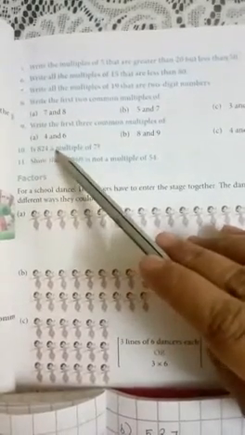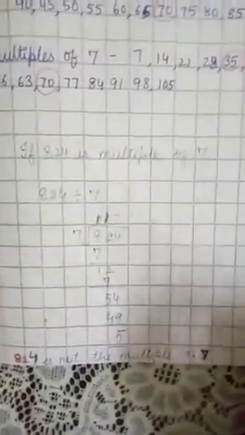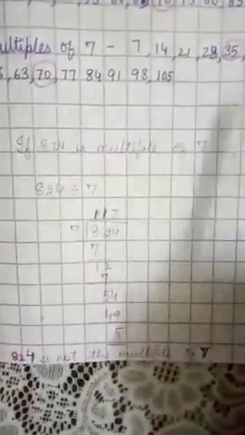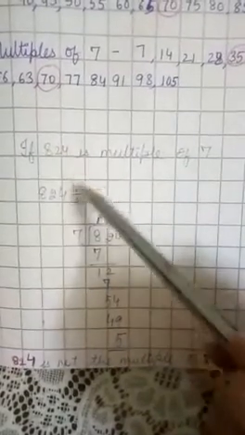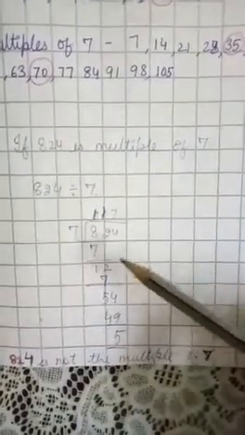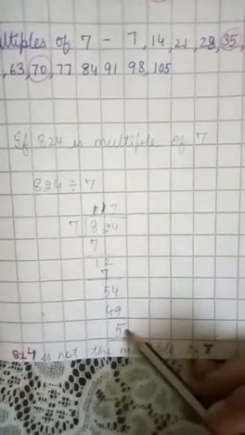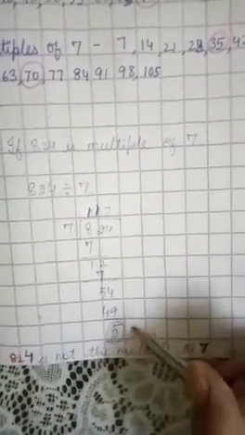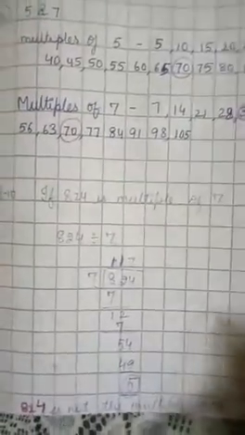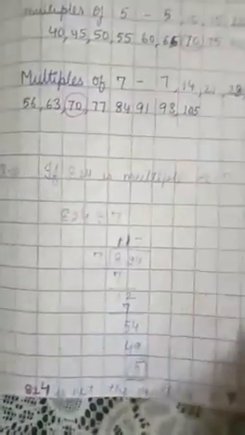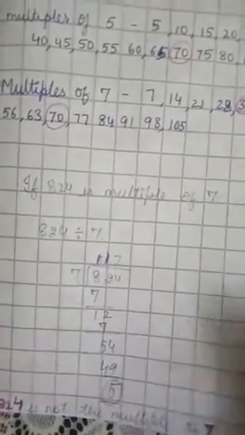Is 824 a multiple of 7? So we have to find out if 824 is the multiple of 7. So for finding out if it is a multiple or not, we will divide 824 with 7. So we have 5 as remainder. That means it is not the multiple of 7. अगर यहाँ पे रिमाइंडर 0 होता then it could have been the multiple of 7. Okay, so it is not the multiple of 7.